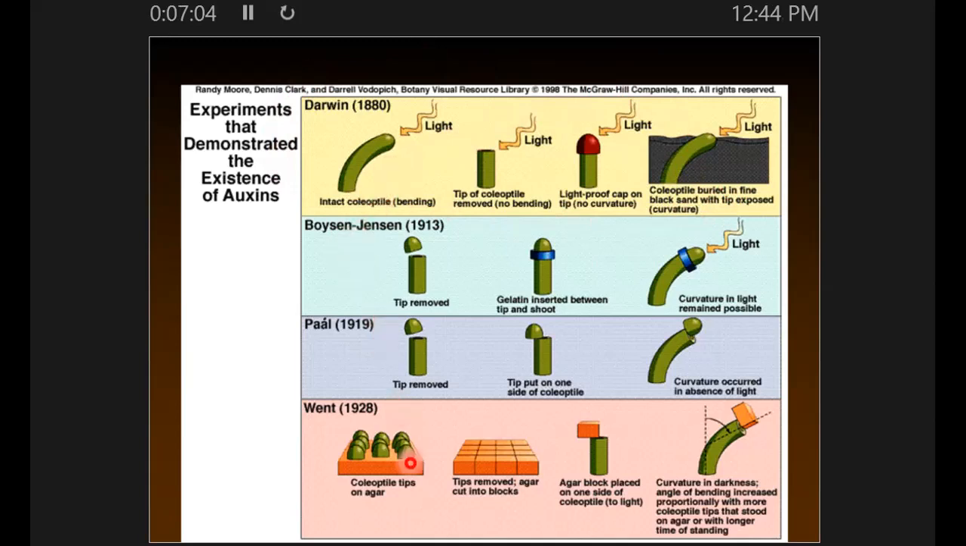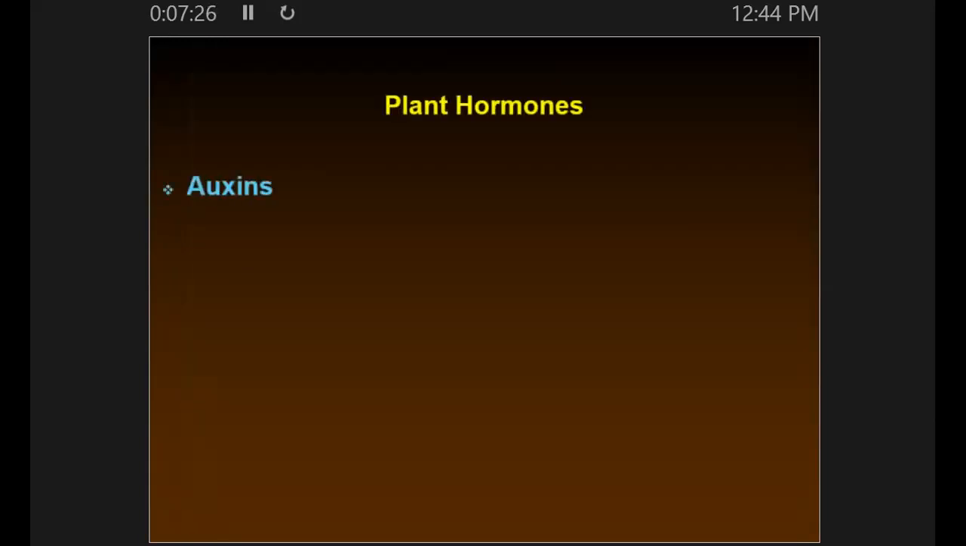All these other rows on this table show other scientists who came along and added their experiments to the pile of information. I'm not going to go into the rest of them. You can certainly look these over. Basically, they just add to the idea that there's something going on in the tip here. And they ended up realizing that it's auxins that are there.